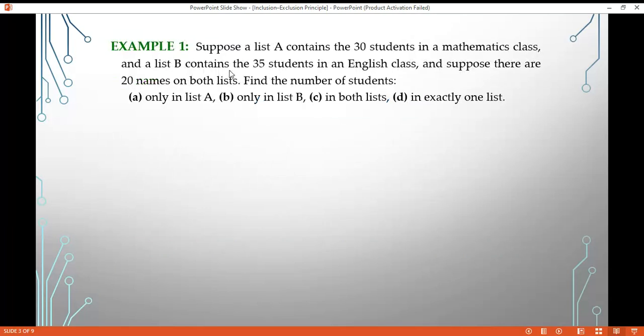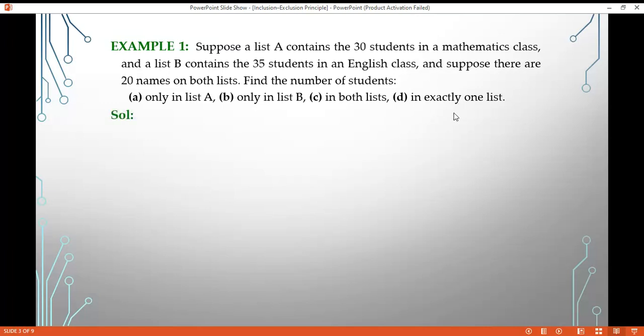For our first example, suppose a list A contains the 30 students in a mathematics class, and a list B contains the 35 students in an English class, and suppose there are 20 names on both lists. So find the number of students. First of all, we calculate how many students are only in list A, how many students are only in list B, how many students are in both of the lists, and the last one is in exactly one list, right?